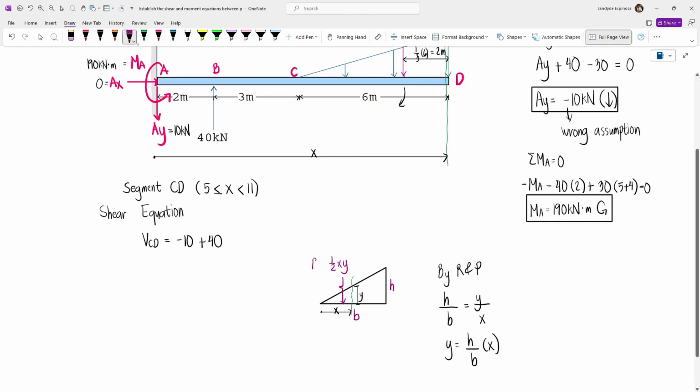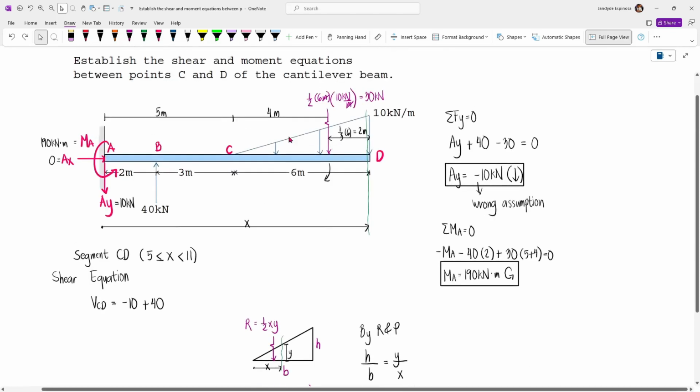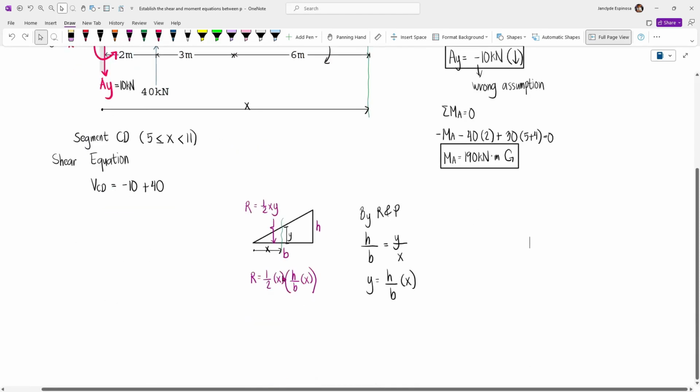And so if this is r for the resultant load, then we have r is equal to 1/2 times x multiplied by y, which is h over b multiplied by x. Now h and b will depend on the height of the triangular load and its base. That's what you have to remember. But if you know the figure, you can just always redraw this. But once you get the hang of it, you can just use this one directly. So we now have here, let's look at the base of the triangle in terms of x. We're not going to use this one. Let's first check the base of the triangle.